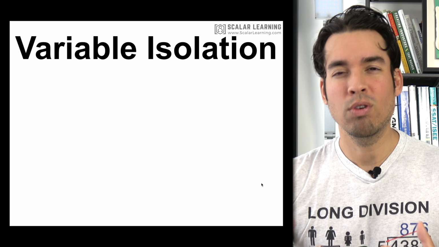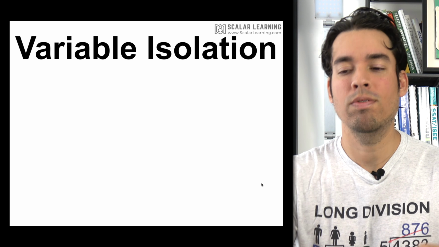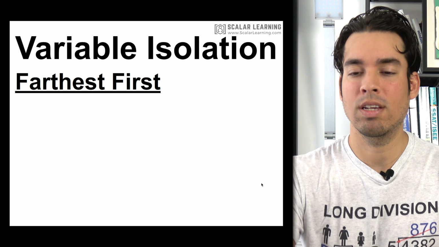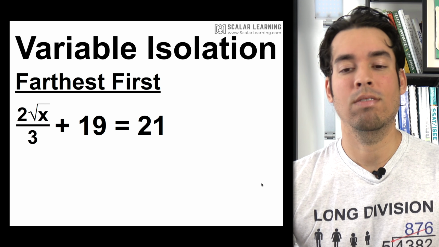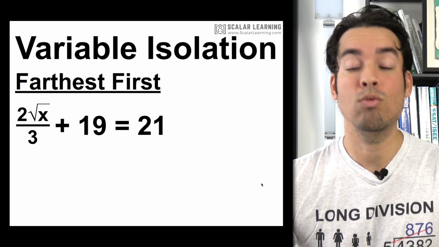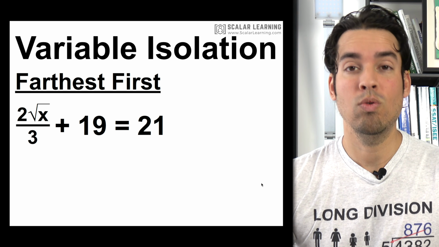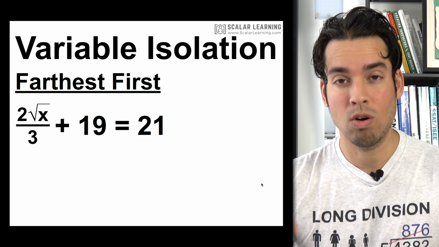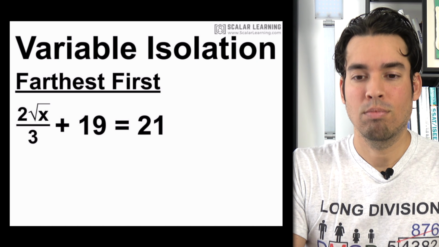There is a general principle that we have to follow when we're isolating variables, and that is remove numbers that are farthest away from the variable first. So for example, if we look at this equation, we've got 2 times the square root of x divided by 3 plus 19 equals 21. I want to get that 19, that 3, the 2, and the square root all out of there so the x can be by itself as its own entity. So this is how we're going to attack this problem.